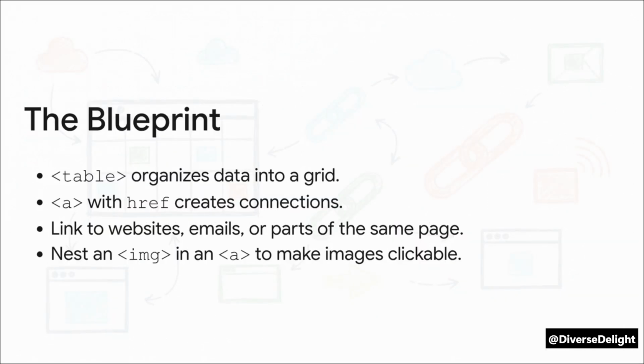So let's wrap this up with the key takeaways. This is the blueprint. We use the table element to bring structure and order to our data, putting it in a nice grid. Then we use the A tag with its trusty href attribute to build bridges between all that information. And remember, those bridges can lead anywhere, other sites, an email, or even just another part of the same page. And you can use text or even images as the gateway.